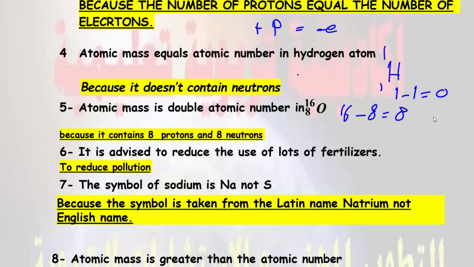It is advised to use a lot of fertilizers to reduce pollution. The symbol of sodium is Na, not S, because the symbol is taken from the Latin name natrium, not the English name.